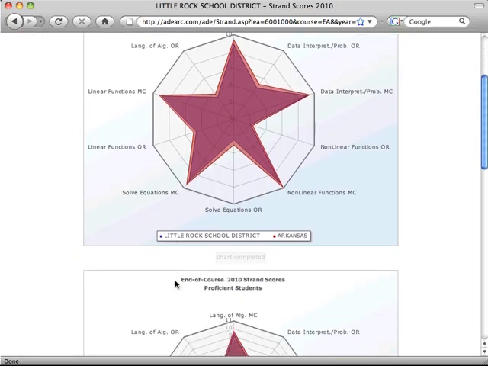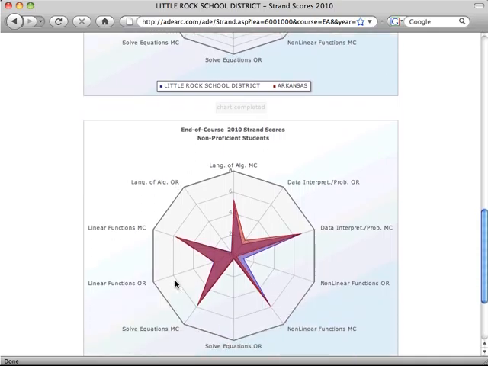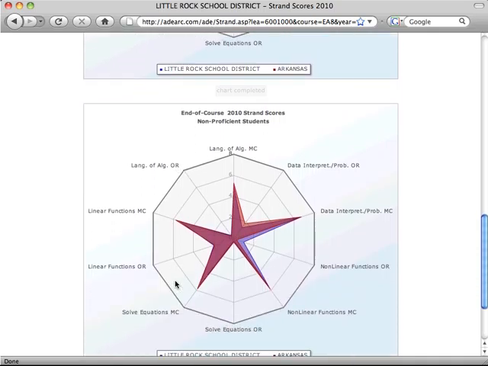If we scroll to the bottom of the page to view the same chart for non-proficient students, we notice that although both the state and the district show less than optimal performance for most strands, especially in the open response strands, as evidenced by the proximity of the strand data to the center of the chart, the district is closer to performing at the state level on all strands except for language of algebra multiple choice and data interpretation open response and multiple choice. In addition, the Little Rock District has just surpassed the state averages in nonlinear functions open response, as evidenced by the fact that we can see the blue shading beyond the maroon.